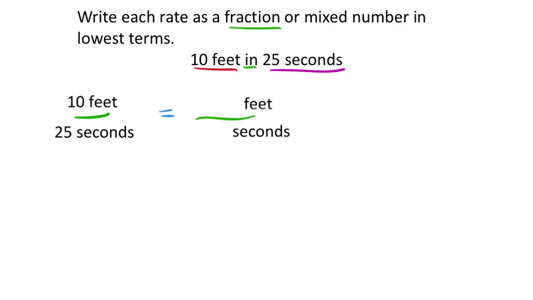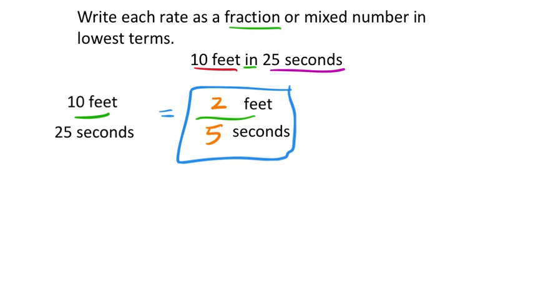So again, in the calculator, I would type in 10 over 25, which is going to make this 2 over 5. It doesn't say if it's traveling, but this would read 2 feet in 5 seconds, and that would be considered reduced. I'm okay stopping right there, that's all we need to do. But it says each rate as a fraction or mixed number. I guess that indicates we're expecting more than one.